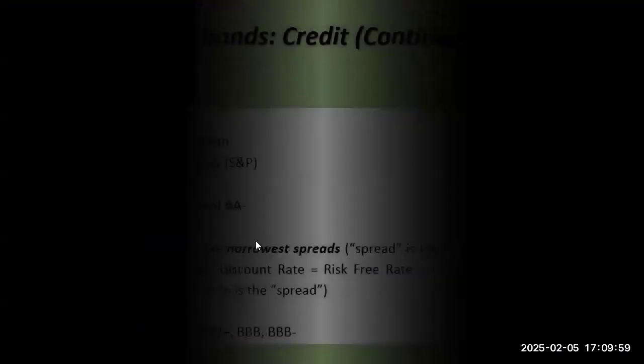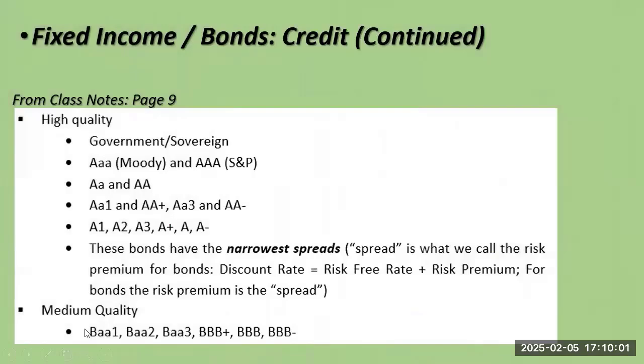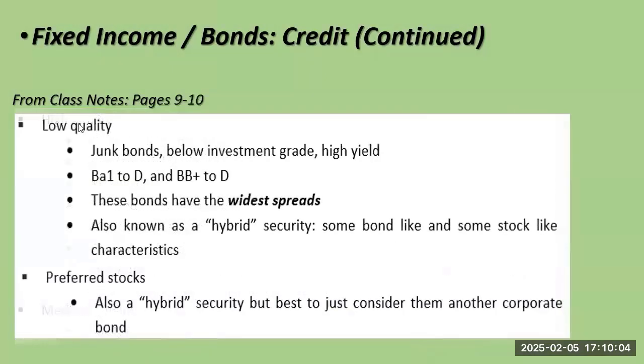So we have high quality, all the A's, medium quality, and then we have junk, low quality, junk bonds, below investment grade bonds, high yield. If you're doing a mutual fund, what would you call your mutual fund? Would you call it the junk bond fund? Would you call it the below investment grade fund, or you call it the high yield fund? High yield fund. They're double B down to D. They have the widest spreads. They're known as hybrid securities because they look like both stocks and bonds.